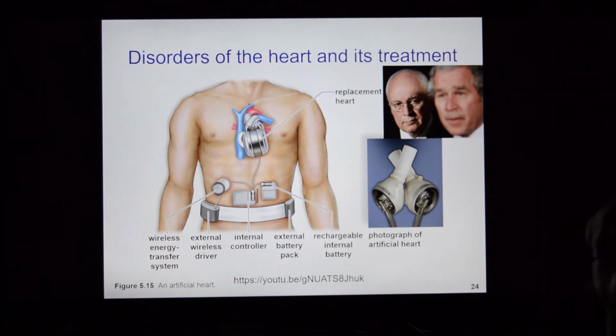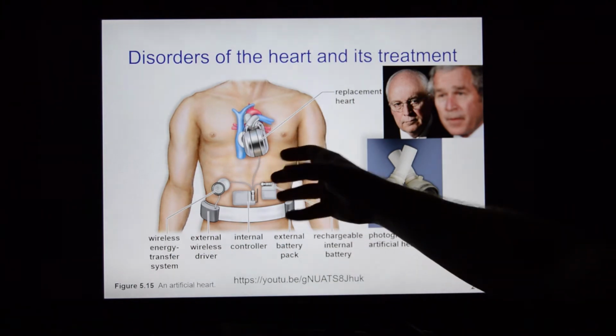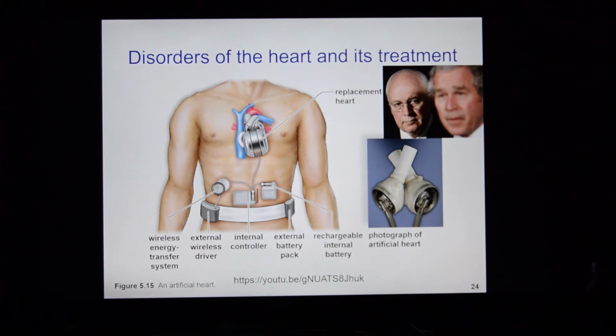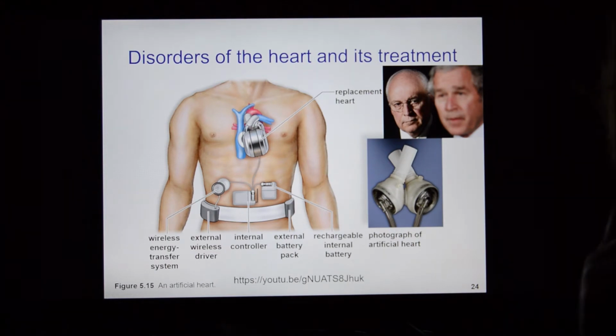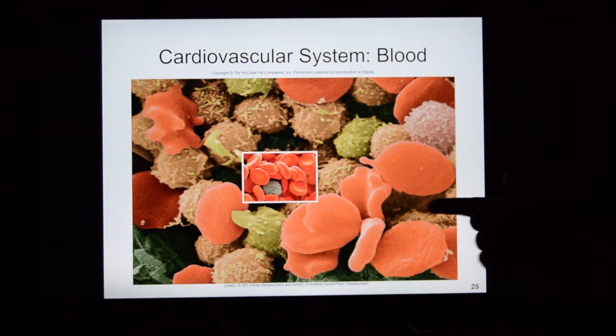We make hearts for people. Sometimes it's just a ventricular assistance device. Sometimes it's a completely motorized heart, like Dick Cheney. He doesn't have a heart, per se, anymore. You can't get a blood pressure off the guy. You can't hear his heart if you were to put your head on his chest, because he has a motorized internal heart. It's terrifying, frankly, but anyway, now we're going to move on to the blood.